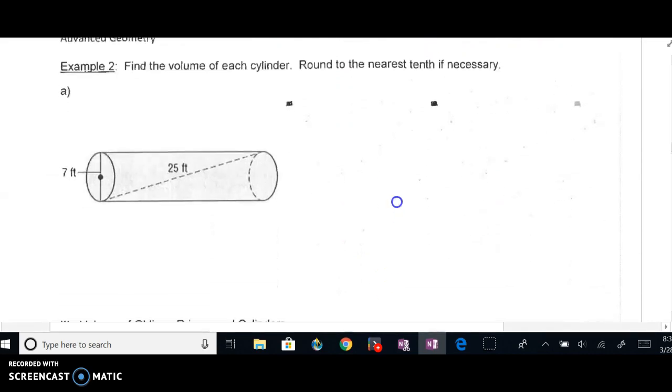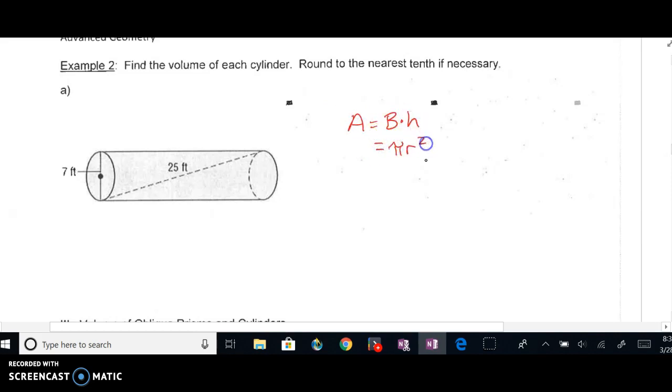Okay, so here we have a cylinder. Area formula is area of the base times height, or in other words, pi r squared times height, right? And so I'm looking at this and it looks like, is that a diameter is 7 or radius is 7? Oh, it must be the diameter. So if my distance all the way across is 7, then my radius is what, 3.5? So that'd be pi times 3.5 quantity squared. But I don't know my height of the cylinder, so I have to go find it.